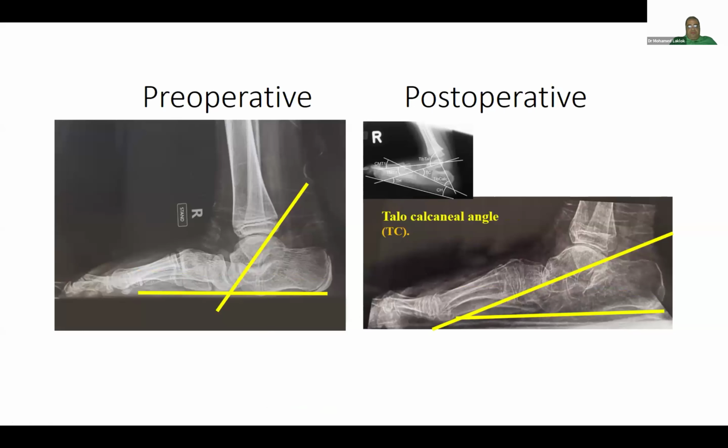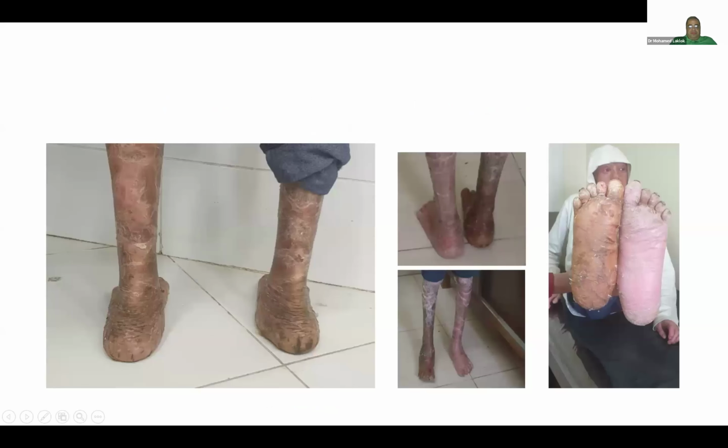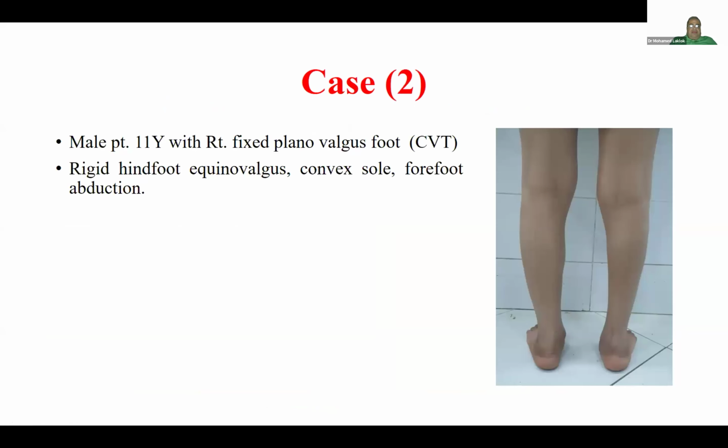Also, if we compare before surgery and after surgery using the talocalcaneal angle, we can see there is a marvelous correction of this angle. And this is the comparison of the patient preoperative and post-operative. The second case is a male patient, 11 years old, with right fixed planovalgus foot.